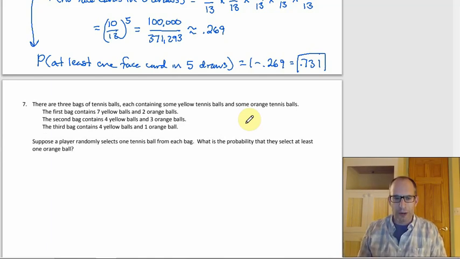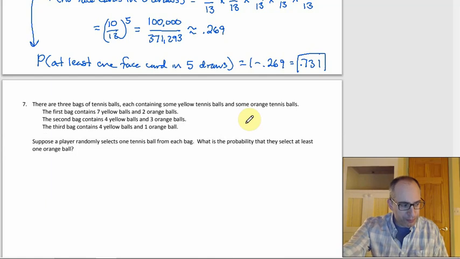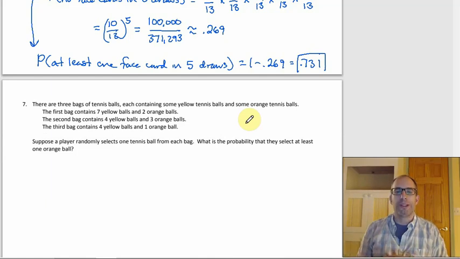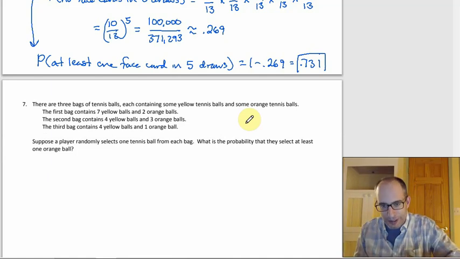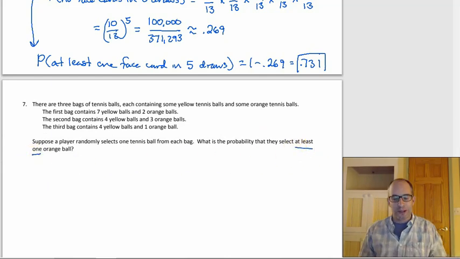So, all right, we got 3 bags of tennis balls, each containing some yellow tennis balls, some orange tennis balls. So the first bag has got 7 yellow, 2 orange, second's got 4 and 3, third's got 4 and 1. And suppose a player randomly selects 1 tennis ball from each bag. Then what's the probability they select at least 1 orange ball? Hey, look. At least 1. There's the red flag.